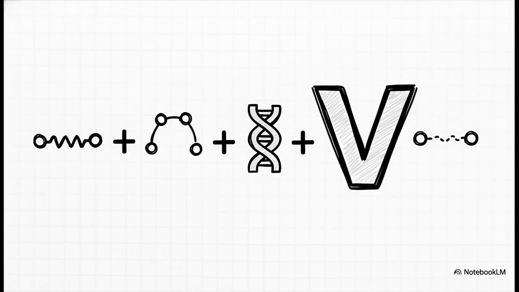The total potential energy of the system, which we call V here, is just the sum of all of these individual pieces. You calculate an energy term for every single bond, every angle, every twist, and every pair of non-bonded atoms, and you just add them all up. This is the typical structure for what we call a Class 1 force field, which includes some of the most famous ones out there, like AMBER, CHARMM, and OPLS.